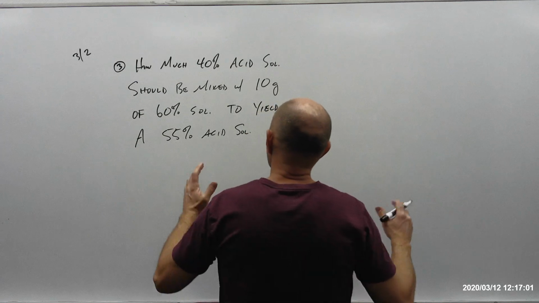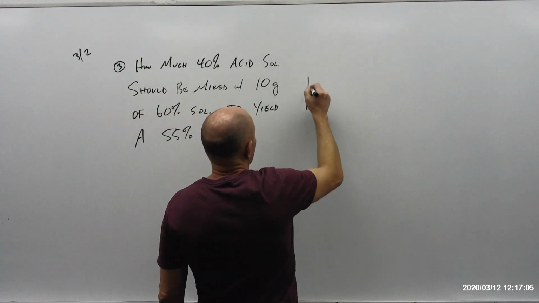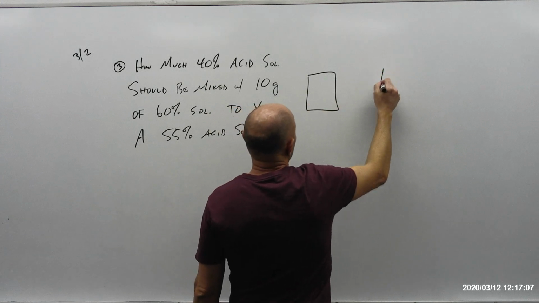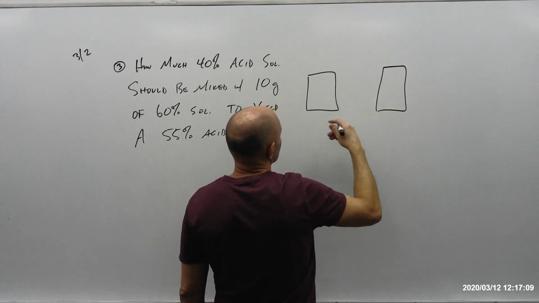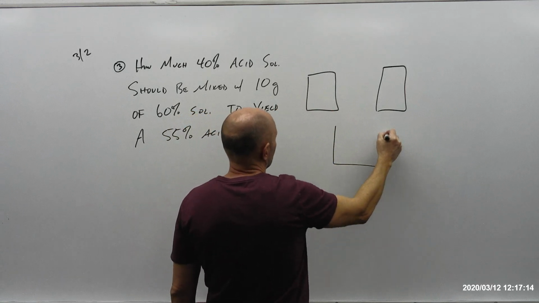So let's think about what is happening here. With any of these mixture problems, I have essentially two jars, or two interest accounts, or something like that.